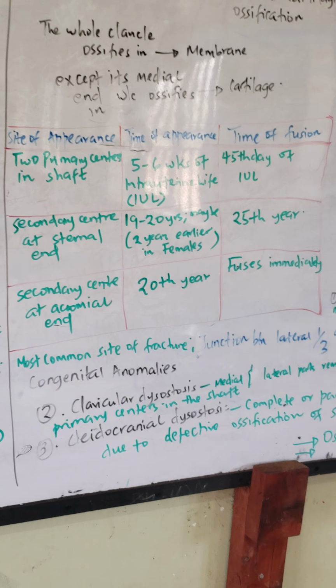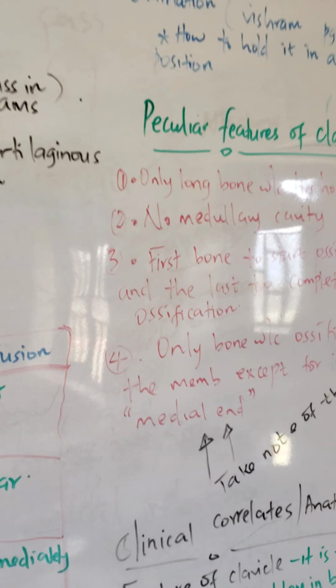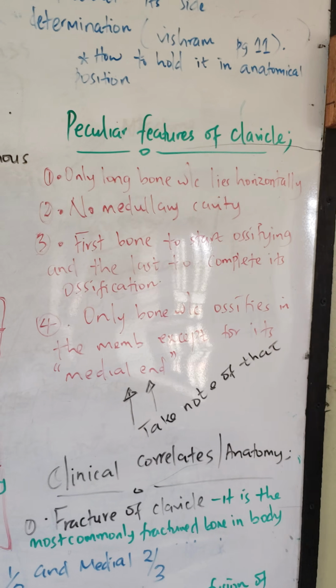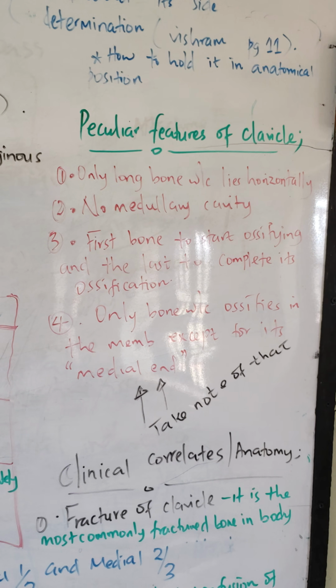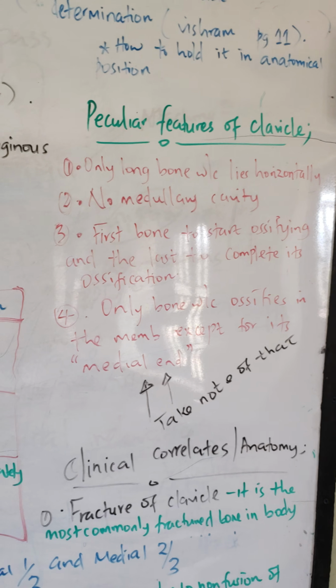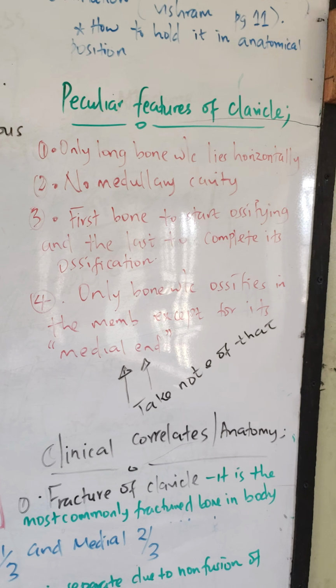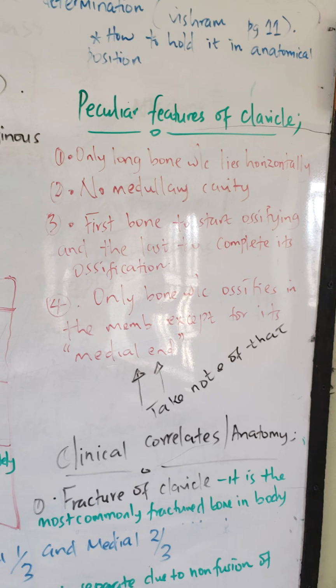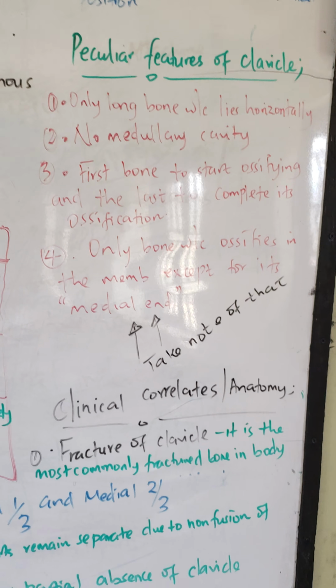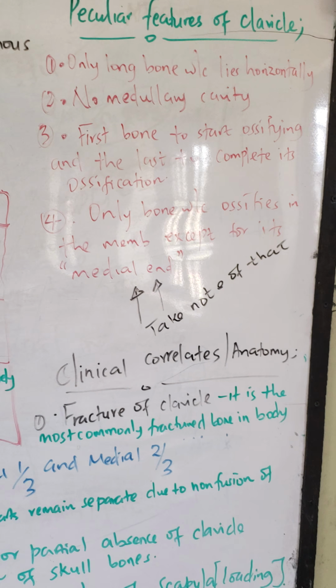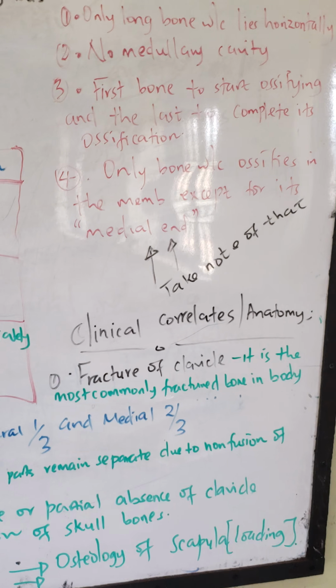And then the one at the acromial end appears by the 20th year and fuses immediately. Then you also need to know about the peculiar or unique features of the clavicle. First of all, appreciate that it's the only long bone which lies horizontally. It has no medullary cavity. It's the first bone to begin ossification and the last one to complete it. It's the only bone which ossifies in the membrane except for its medial end. Take that medial end as a serious note.